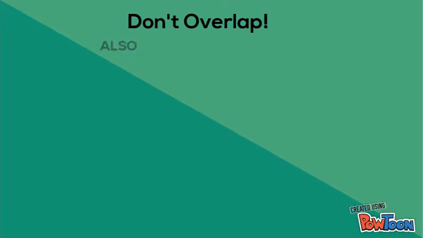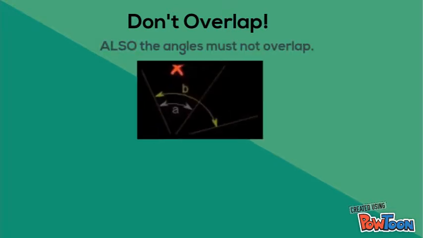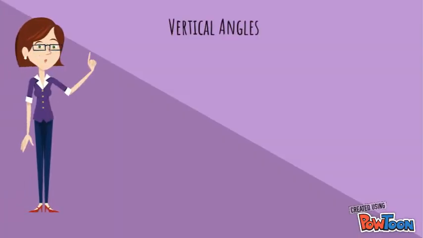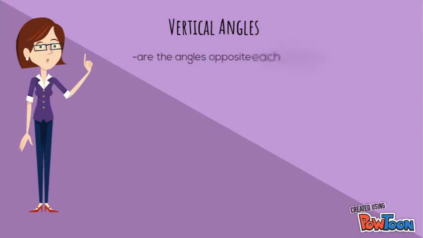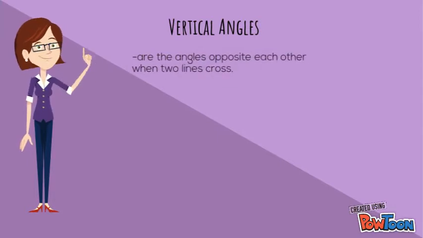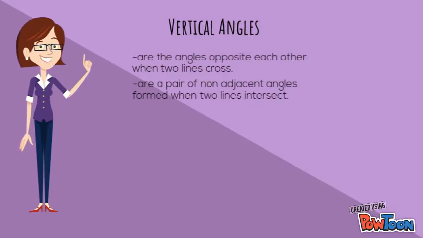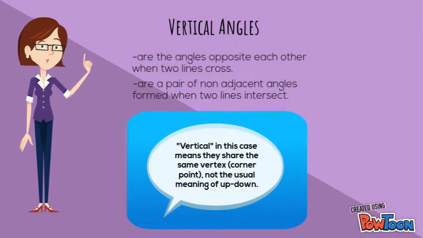Don't overlap. Also, the angles must not overlap. The angles shown are not adjacent angles because angles A and B overlap. Vertical angles are the angles opposite each other when two lines cross, or a pair of non-adjacent angles formed when two lines intersect. Vertical in this case means they share the same vertex or corner point, not the usual meaning of up-down.